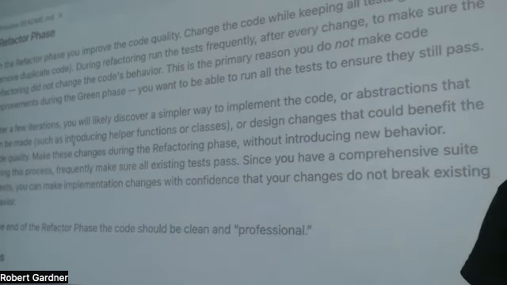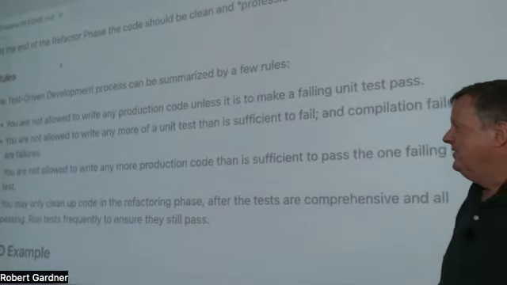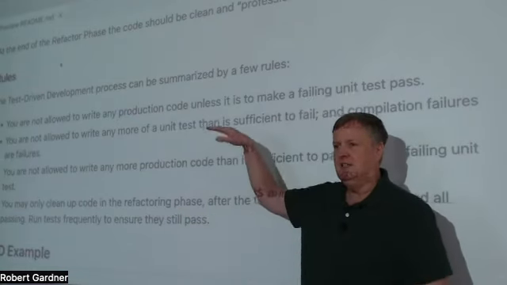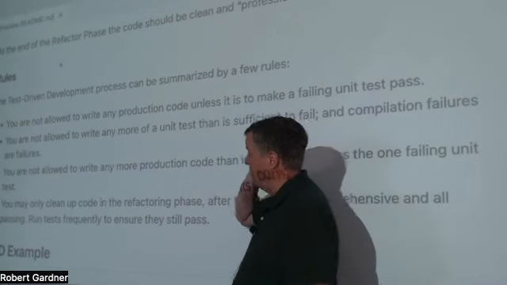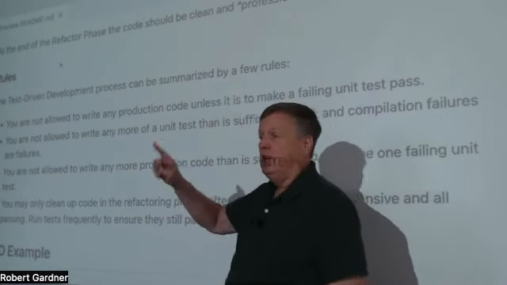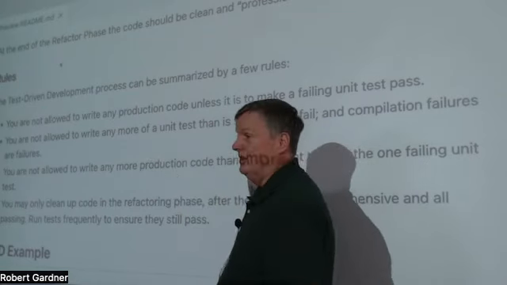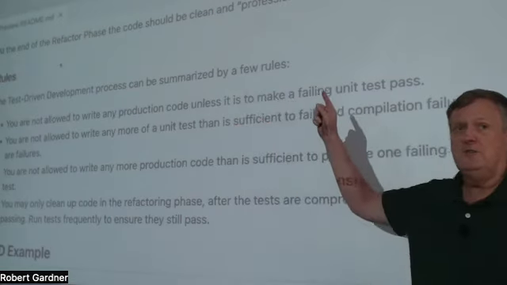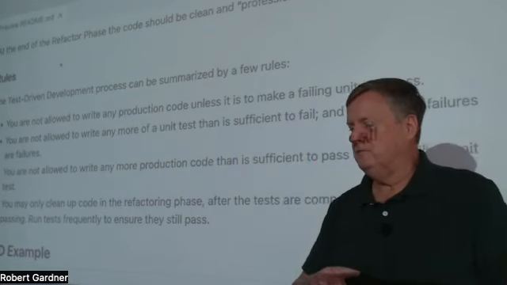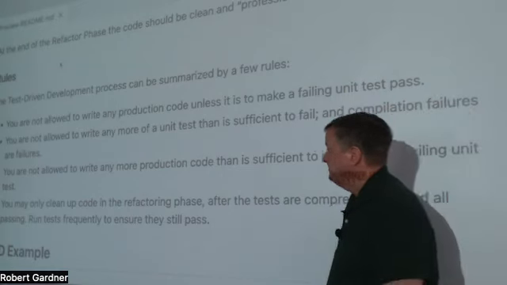Another way to summarize what TDD is all about: I found these rules that I thought were interesting for test-driven development. There are four rules here. Number one, you are not allowed to write any production code at all in any of your .js files unless you're doing it to fix a failing test. So if you don't have a test that fails, you are not allowed to write code. The first thing you do instead is write the test.